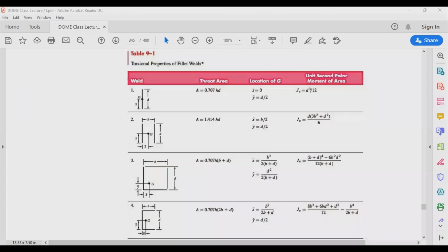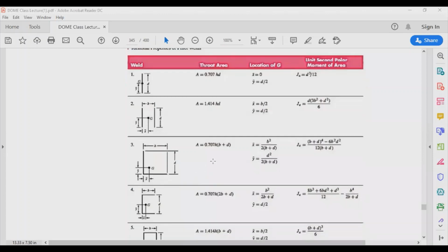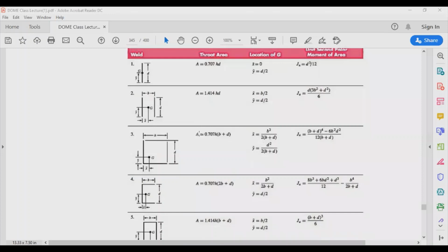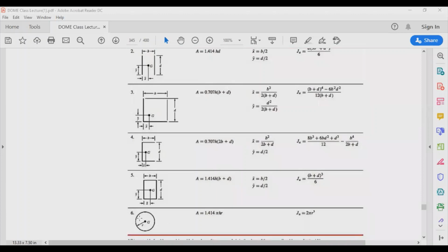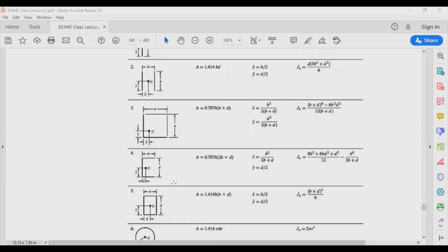Okay, how about in this case? Let's say you have the welding at the bottom of the plate and then the left side. Again, this is going to be your throat area, and this is going to be your JU, etc. This is in the case of a circle. This is a case of a full weld, where you are welding all over. And this is the case of a C channel, for example, where you choose to put the welding on the side.